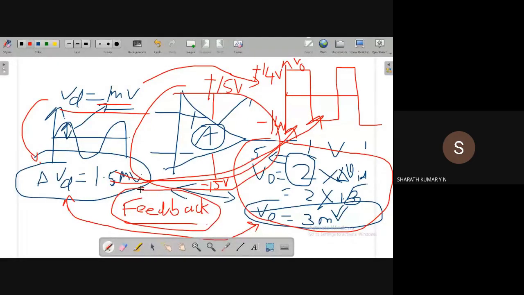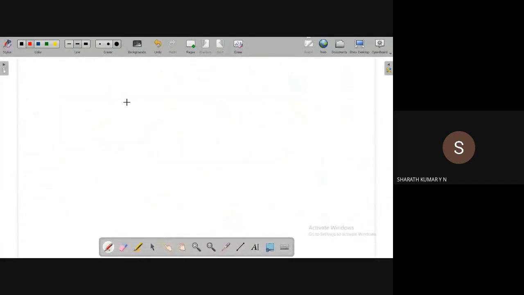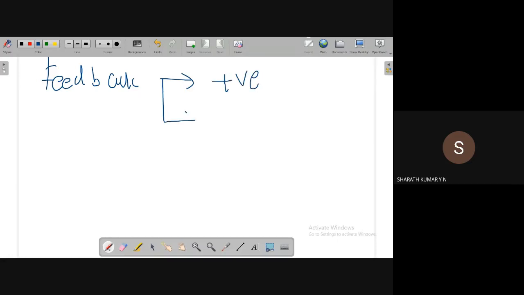Which feedback? That's the question. There are two possibilities when it comes to feedback: positive feedback or negative feedback. What is positive feedback? In fact, I think you have studied this concept in your ADC course also, so it is a kind of repetition. Nothing wrong, if things get clear, that should be very useful.